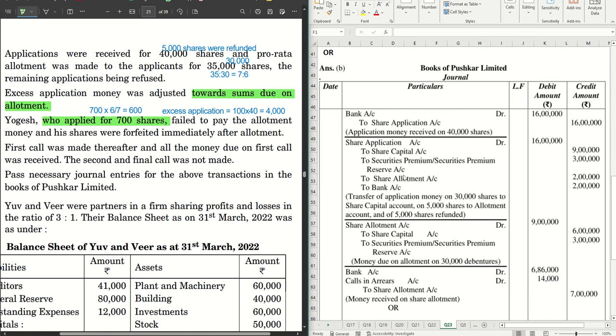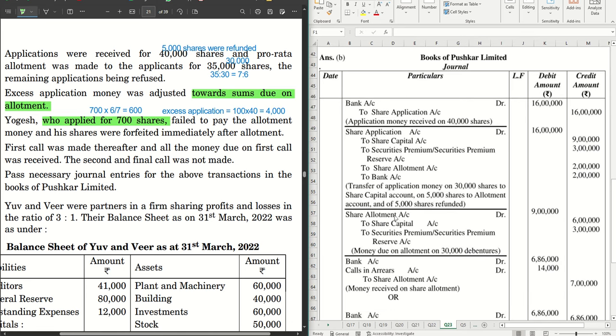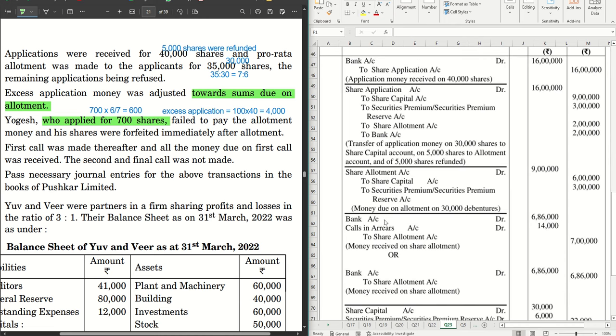Now you make the allotment money due, share allotment account debit on 30,000 shares, which is the actual number of shares the company is issuing, to share capital and to securities premium reserve, because on allotment as well we have 10 rupees premium. Okay, so 30,000 into 20 becomes your share capital and 30,000 into 10, 3 lakhs becomes your securities premium money. Having done that, next comes the money received on allotment.